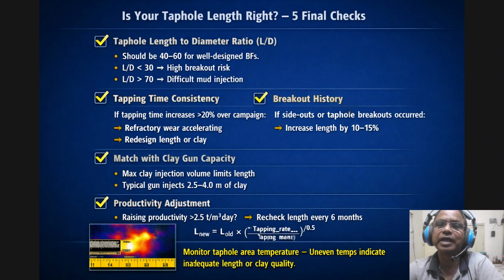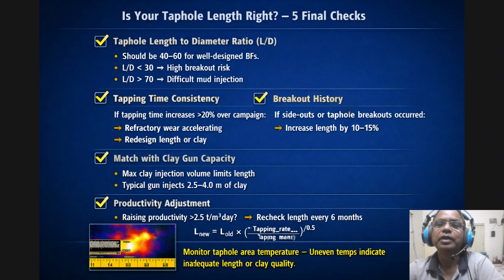Check one is the L by D ratio, that is length divided by diameter, which should be between 40 and 60. Below 30, you are at high breakout risk. Above 70, mud injection becomes difficult. For a 3 meter length and 60 mm diameter, L by D is equal to 50, perfect.